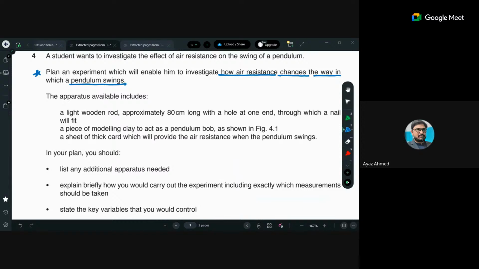Now the guidelines. The apparatus available with you is a light wooden rod approximately 80 centimeter long, with a hole at one end through which a nail will fit. This is the availability of apparatus, piece one. A piece of modeling clay to act as a pendulum bob, as shown in figure 4.1. This is also given. A sheet of thick card, which will provide the air resistance when the pendulum swings. That's it. Now this is the apparatus available.